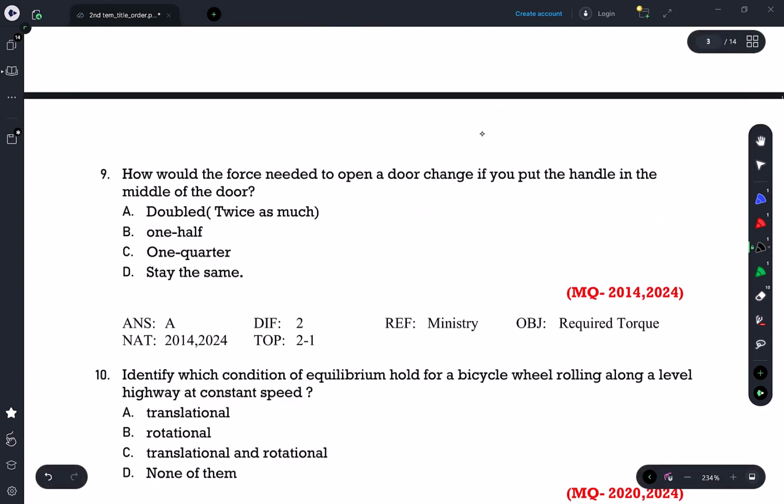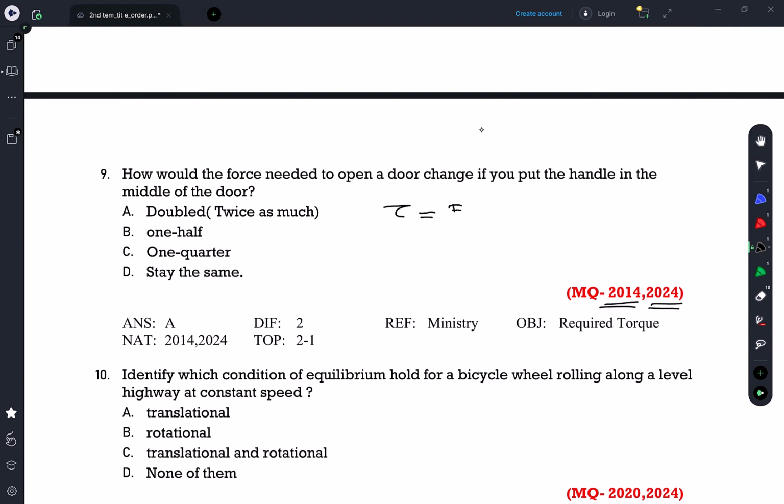And question number 9. How would the force needed to open a door change if you put the handle in the middle of the door? This was a 2014 question, asked in 2024 once again. It is about required torque. Required torque stays unchanged, and F and d are inversely proportional. So if d is halved, when you take the handle to the middle, force must double. Then you will multiply them and get the same required torque again. So if distance is halved, force is doubled.